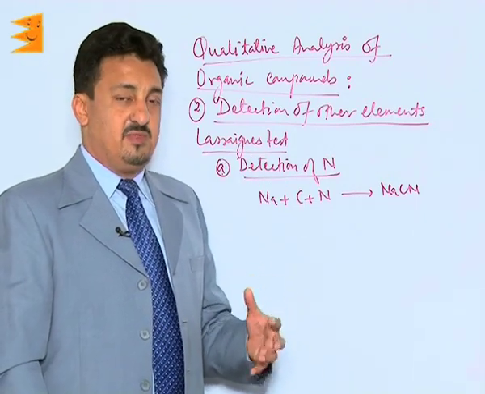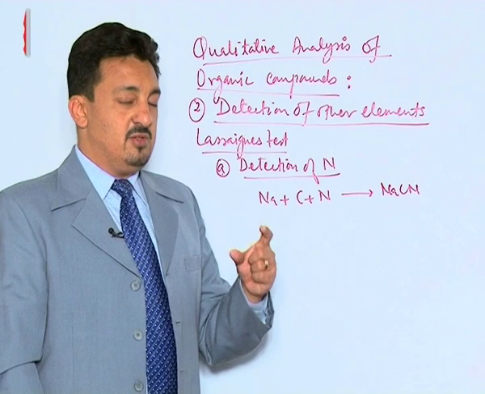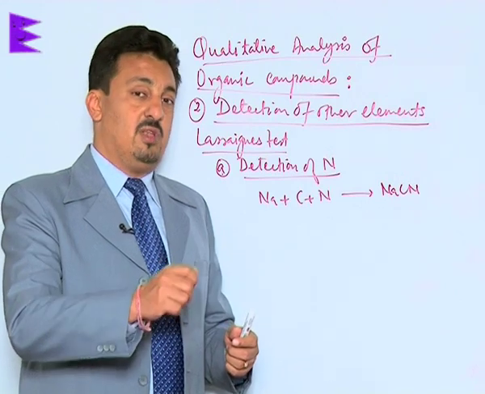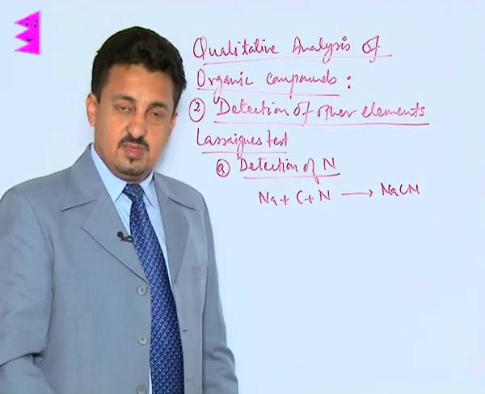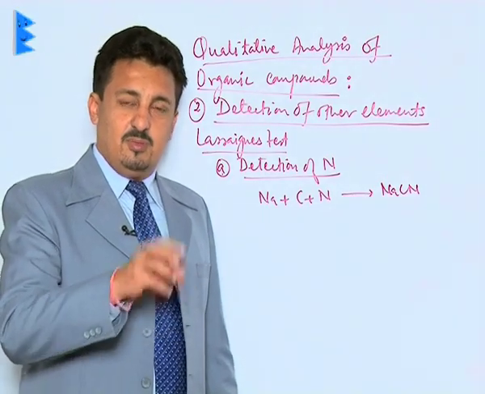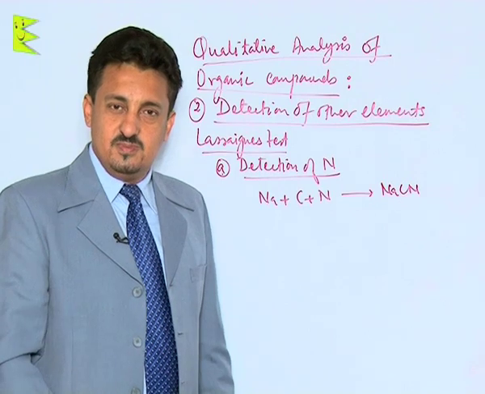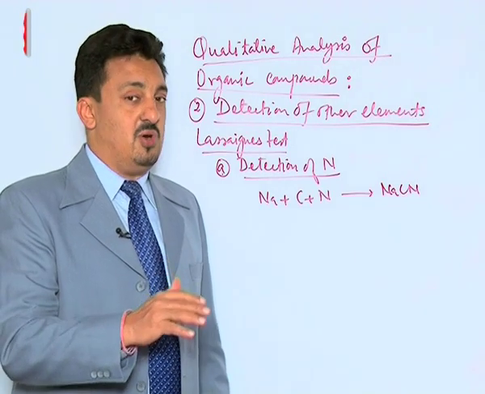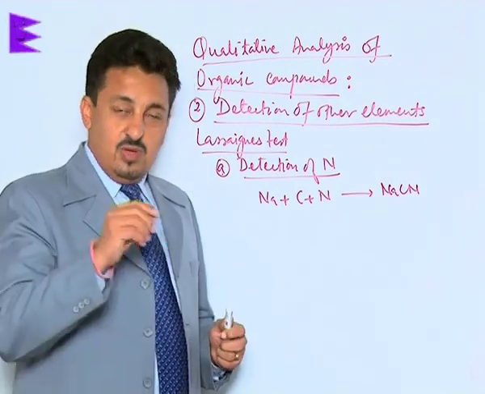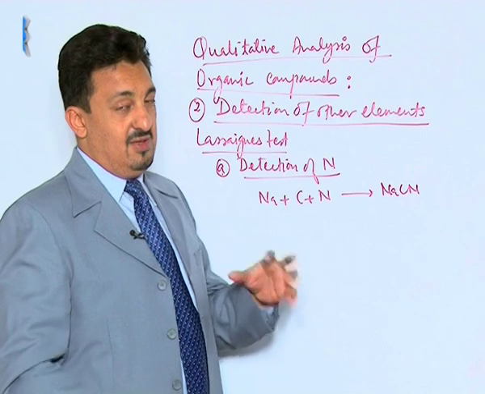For detection of the other elements, we perform a test called the Lassaigne's test. In this, the organic compound is heated with sodium in a fusion tube. It is heated to red hotness, and then the fusion tube is broken in a china dish having some water. The compounds formed due to the reaction between sodium and the organic compound are now in the form of their aqueous solution. We filter out that solution, and it is called Lassaigne's extract. We call it LE. Now we do all the tests to check the presence of the different elements on that particular extract only.